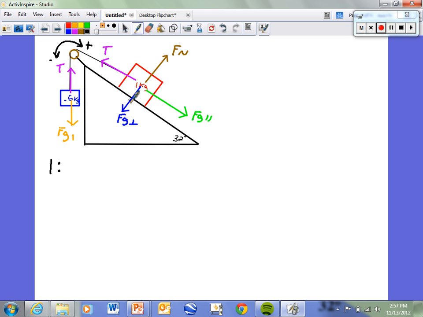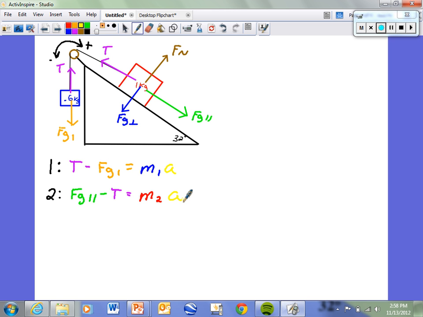So for the hanging block, my forces, I would have tension positive and force of gravity 1 negative. So that's going to equal m1 times acceleration. For block 2, I would have force of gravity parallel in my positive direction and tension in the negative direction. That's going to equal m2 times acceleration.